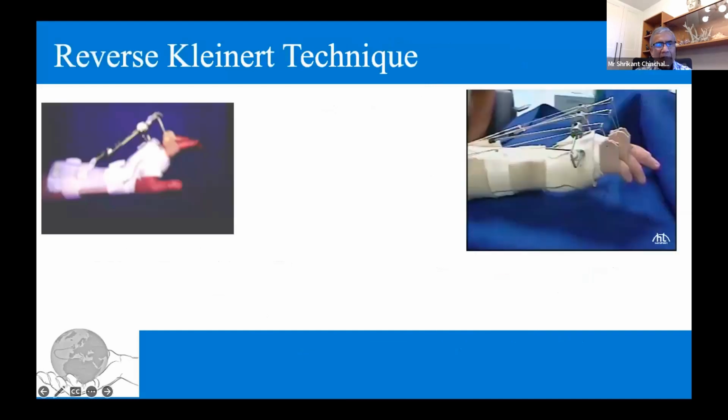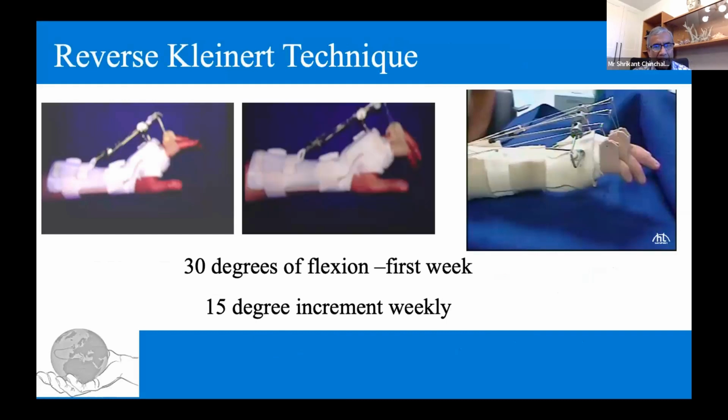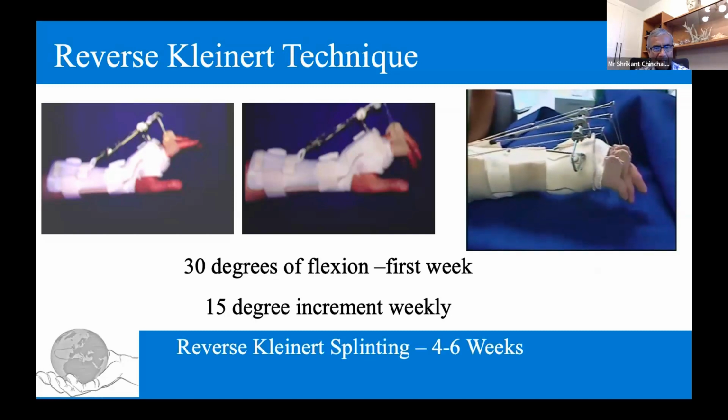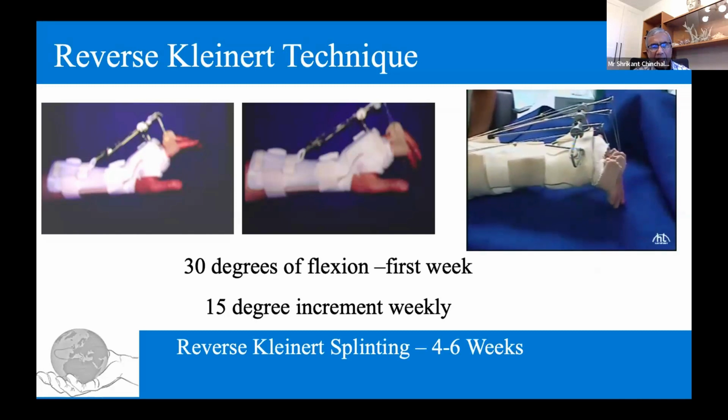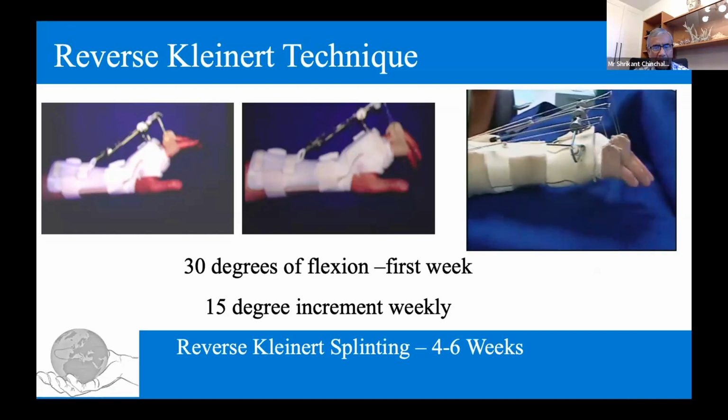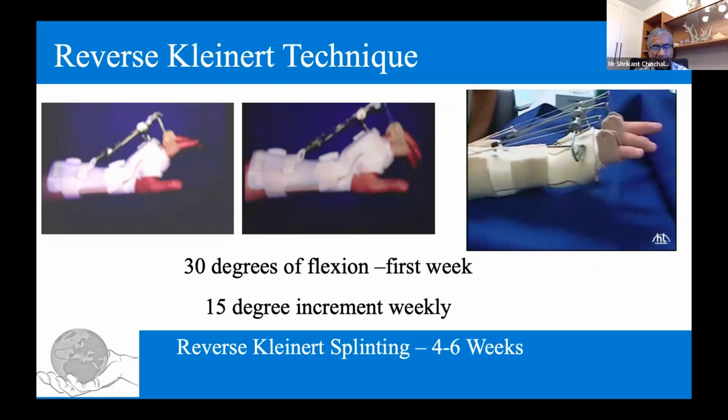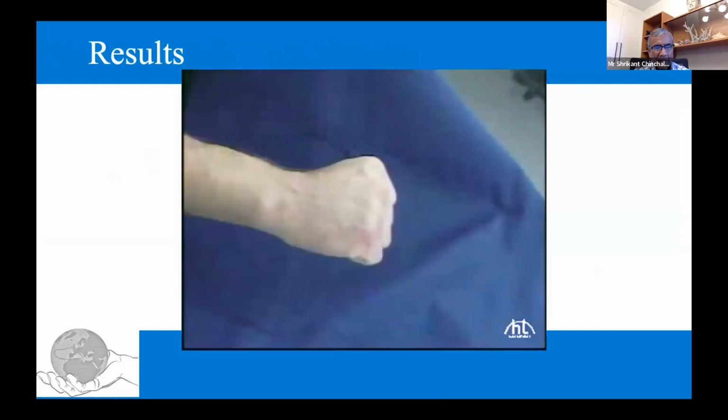So we have treated a number of these patients who have had multiple tendon transection or repairs. We initiated with 30 degrees of flexion in first week with 15-degree increment on a weekly basis. At 6 weeks, the dynamic splinting was discontinued. Patients were then placed on early controlled mobilization program, and gradually increasing their arc of motion gave them relatively greater results. So the reverse Kleinert splint was used somewhere between 4 to 6 weeks, depending on the type of sutures or type of injuries these patients have.